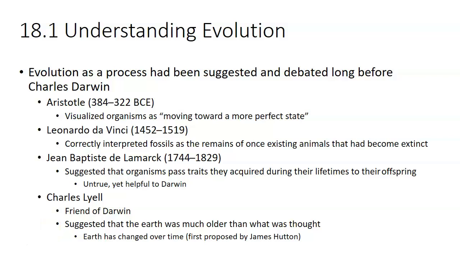Okay, and then who else? So Leonardo da Vinci was considered to be the first person who was able to correctly interpret fossils. And so before him, nobody really knew what a fossil was. And he said that fossils are remnants, the remains of organisms that once existed. Okay, and many fossils come from those organisms that have become extinct, that are no longer on our planet. He lived way back from 1452 to 1519. So again, much earlier than the 1800s.